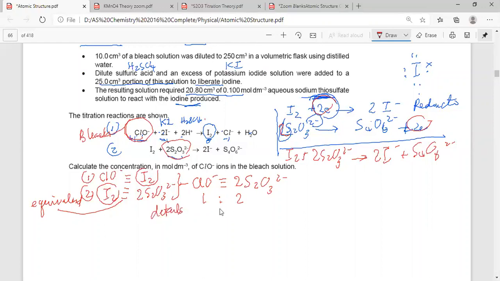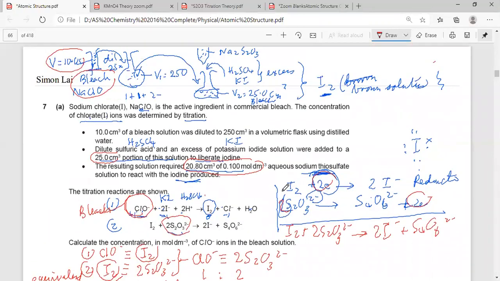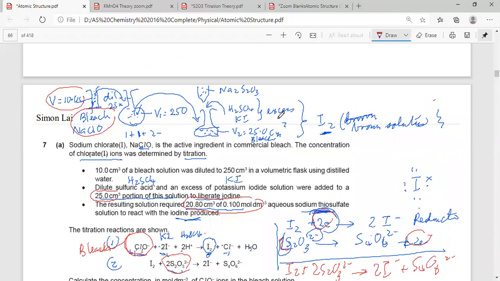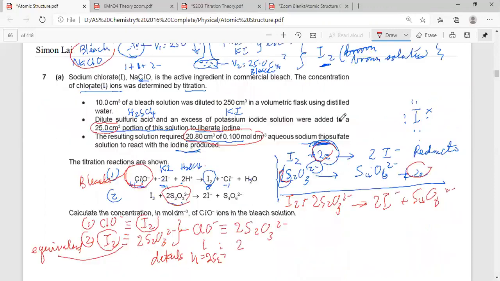Now I can put all my details down here. What is the volume I used for titration here? It's here, 25. So this V1 is equals to 25 cm cube. What moles of this do I use in my reaction? So this V, what I put here, is V3. Let's put the thiosulphate here. So V3 is equals to 20.80 cm cube. M3 is equals to how much? 0.100 molar. Okay, so let's put down here.